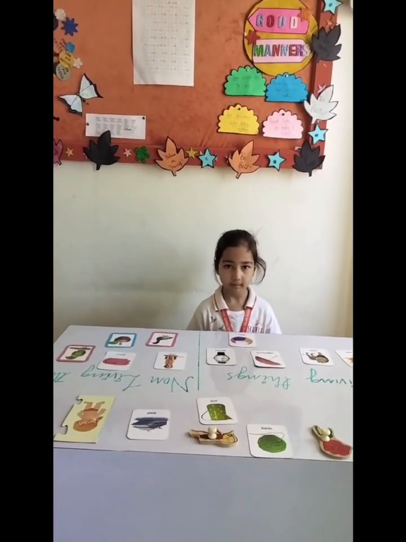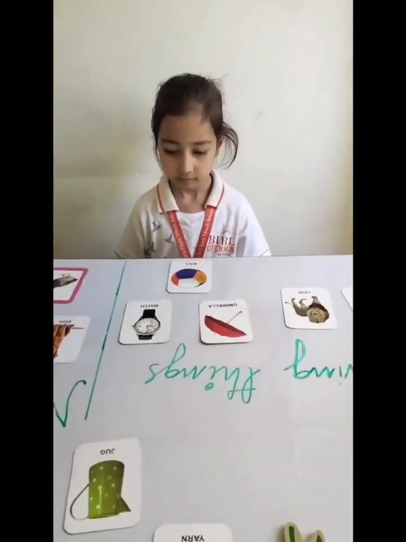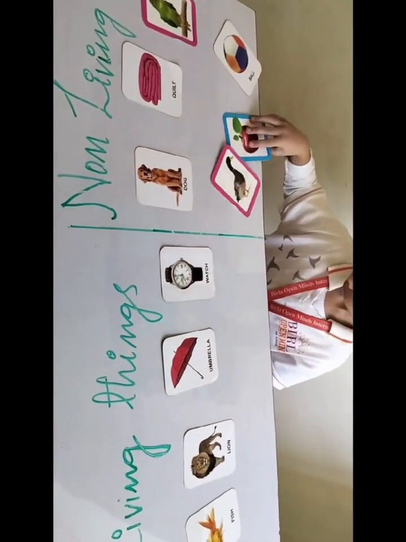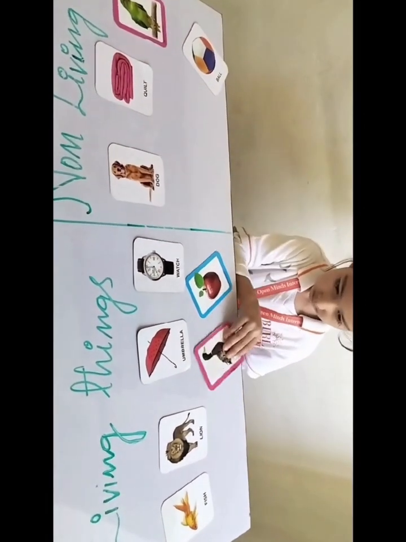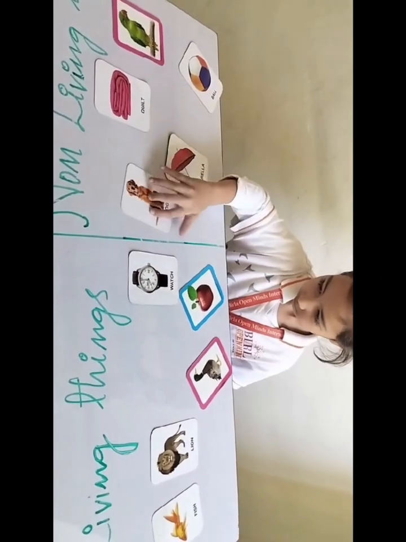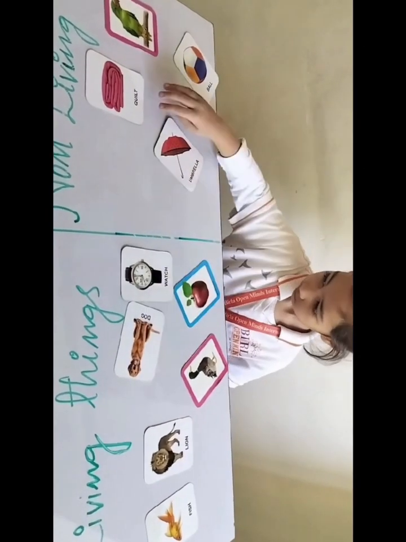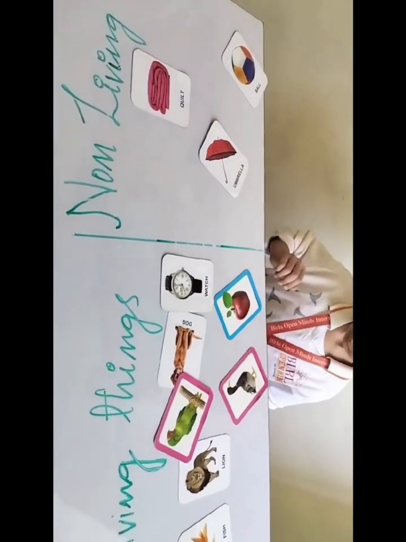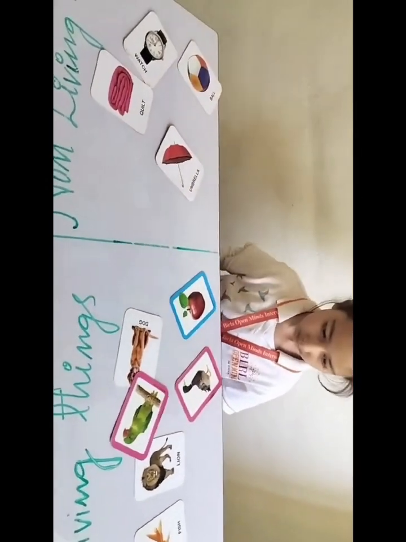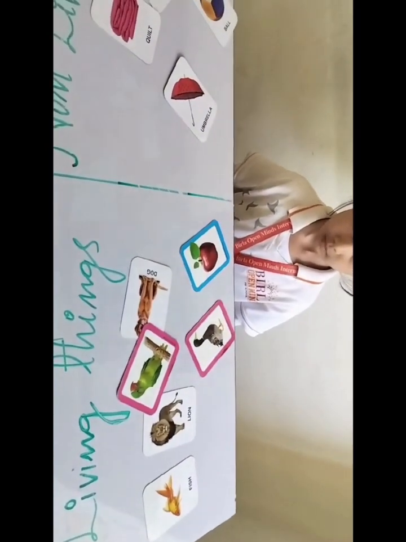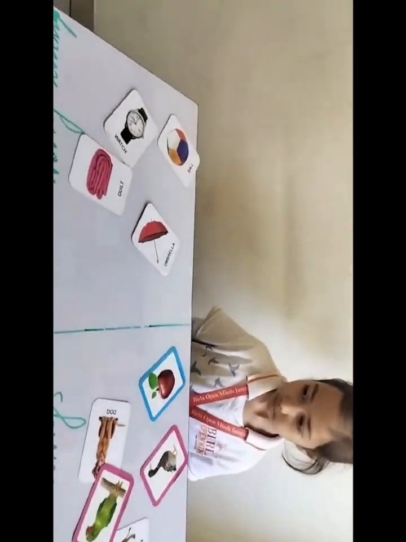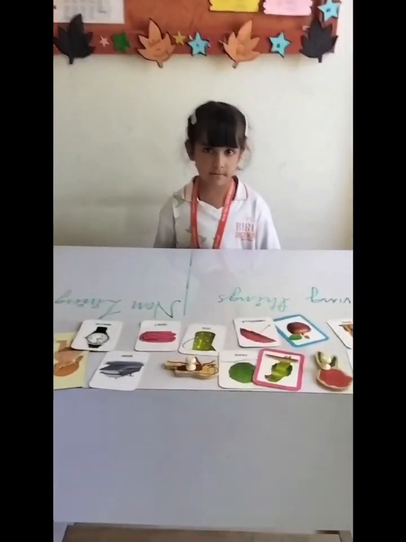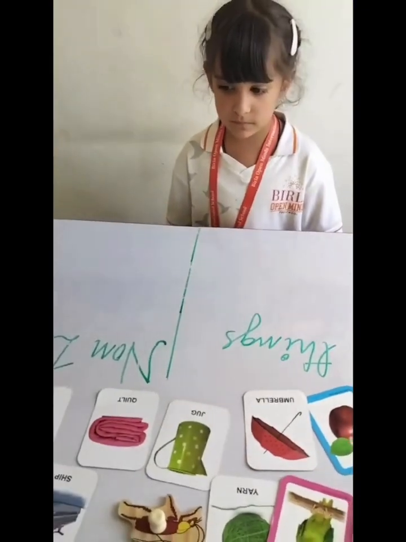Good afternoon, Fatima. Good afternoon, ma'am. How are you? I'm fine, thank you. Fatima, arrange these cards in the right column. Very good. Fatima, what are these? And what are these? Very good. Good afternoon, Maisha. Okay, Maisha, pick cards of living things and non-living things.